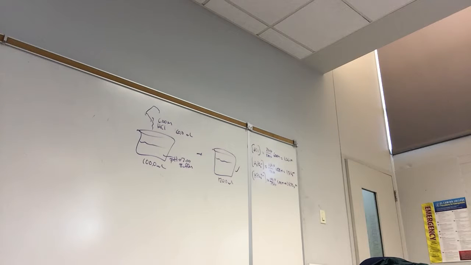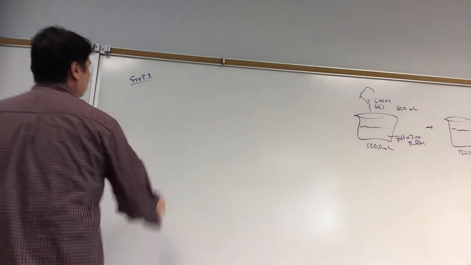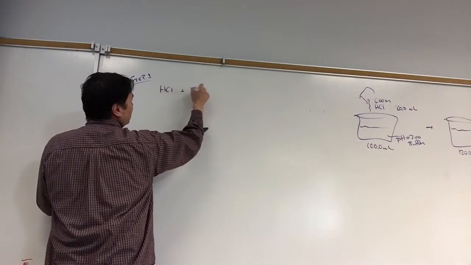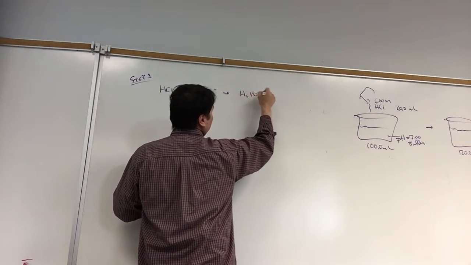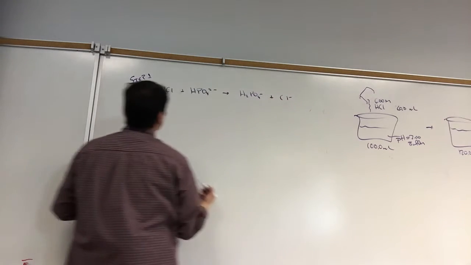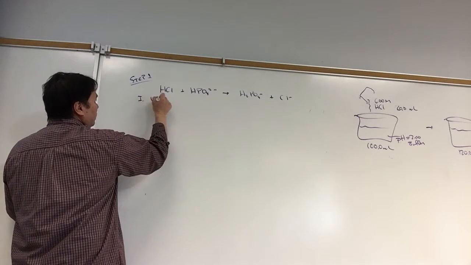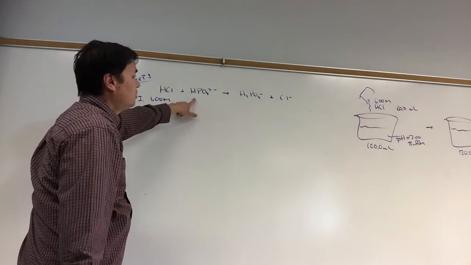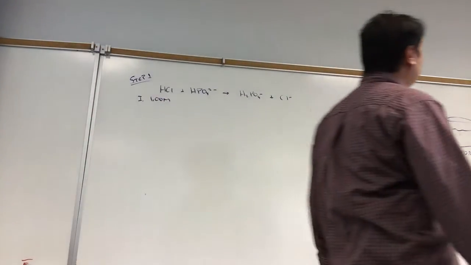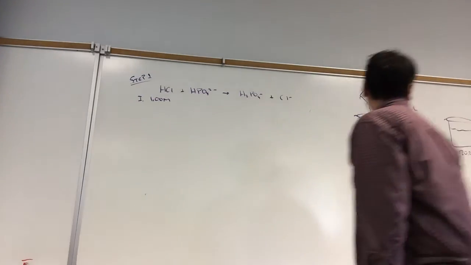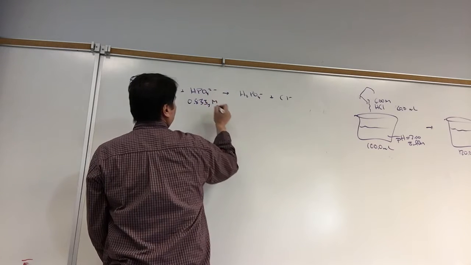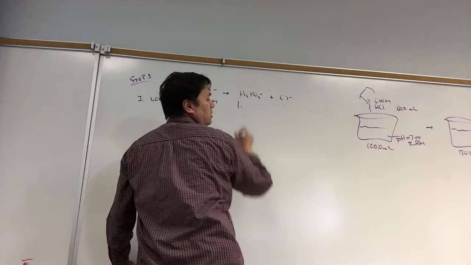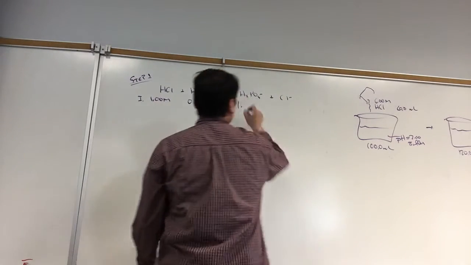And then we go to step 1, the strongest acid plus the strongest base. The strongest acid is HCl. Strongest base would be the monohydrogen phosphate. It's going to yield the dihydrogen phosphate plus chloride. So initially, the HCl is 1.00 molar. The HPO4 2 minus is 0.8333 molar. H2PO4 minus is 1.3166.